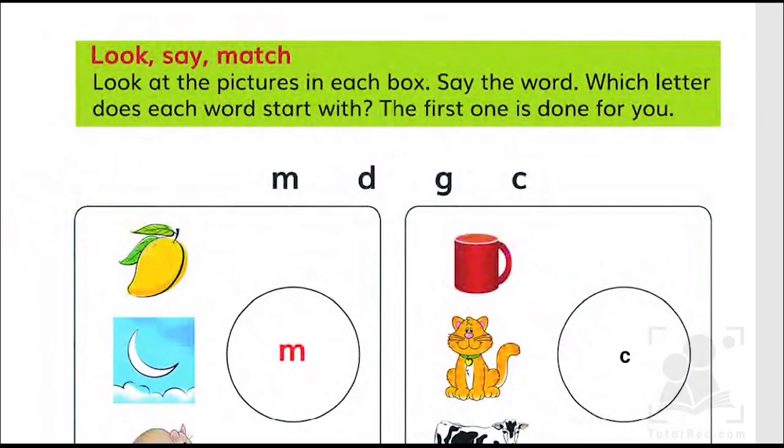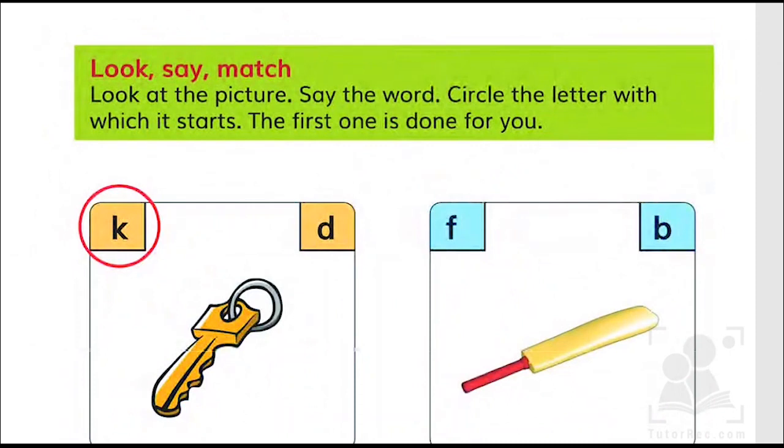So kids, in this activity we looked at the picture, said the word and matched it with the respective letters given to us. Let's move to the next page. This is kind of the same exercise. We have to look at the picture, say the word, but this time we have to circle the letter with which it starts.